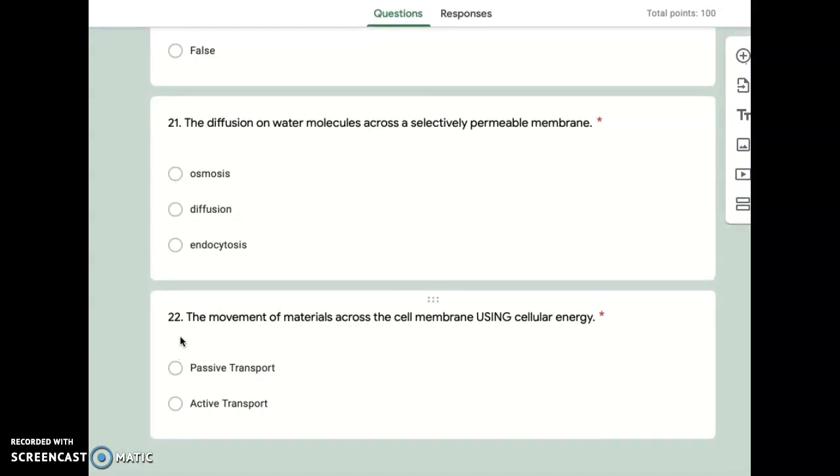And number 22, the movement of materials across the cell membrane using cellular energy. Is that passive transport or active transport?